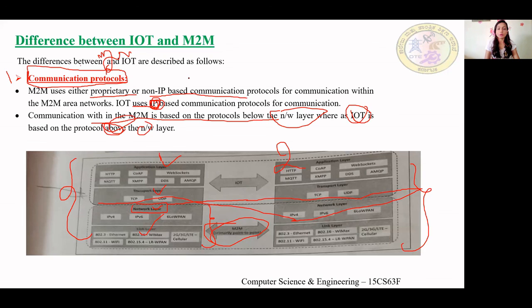So the communication protocol: M2M follows proprietary, whereas IoT follows IP based. Communication within an M2M area network is based on protocols below the network layer, whereas IoT is above the network layer. This is how the communication protocols are.